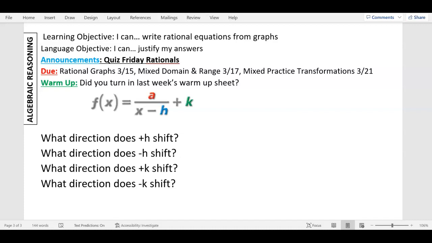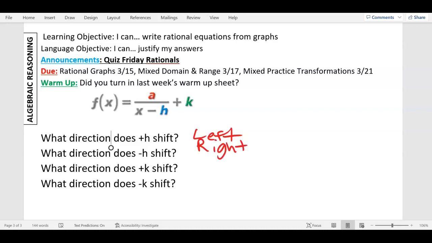So here's the thing. H, like the word horizontal, starts with an H, is left and right. So if I see plus H, is that left or right? Left. Okay, so go and write that down on your warm-up. You should have that out. Okay, a plus H means it's going to shift left. What about a minus H? What's that going to do? Okay, to the right.